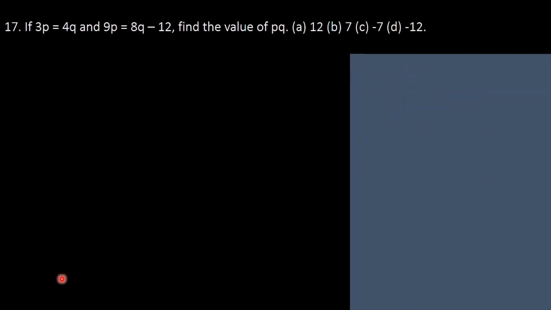Question 17. If 3p is equal to 4q and 9p is equal to 8q minus 12, find the value of pq. Here is the procedure for solving this.